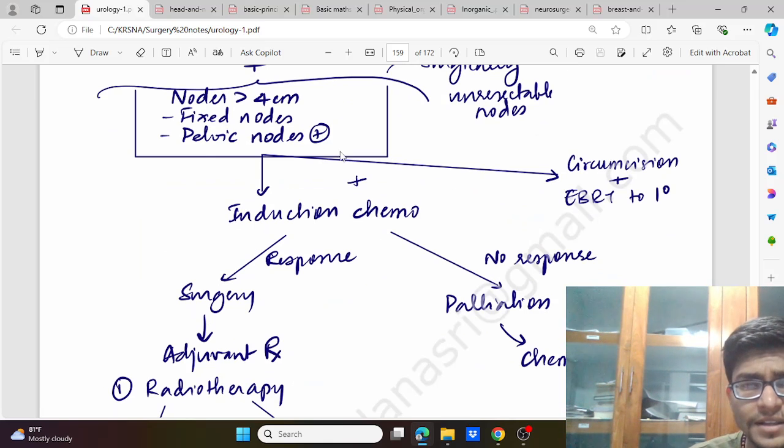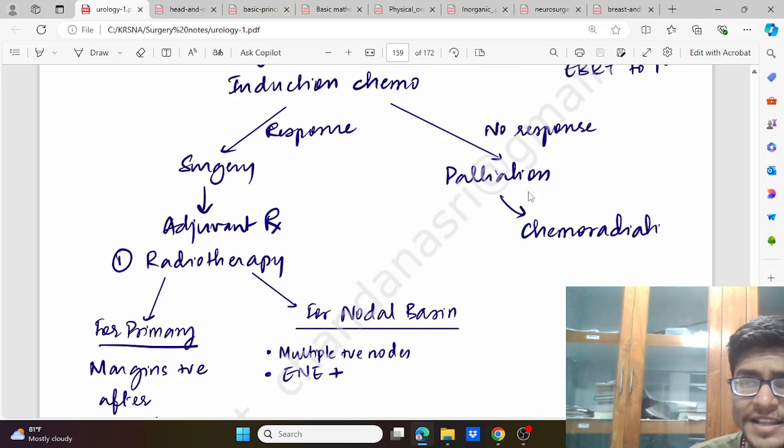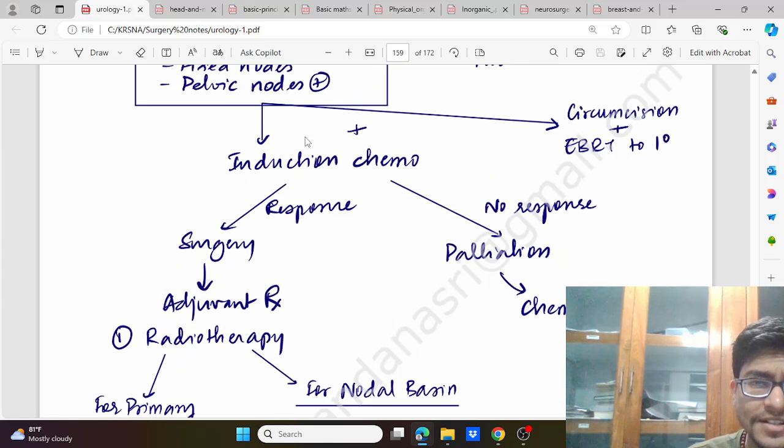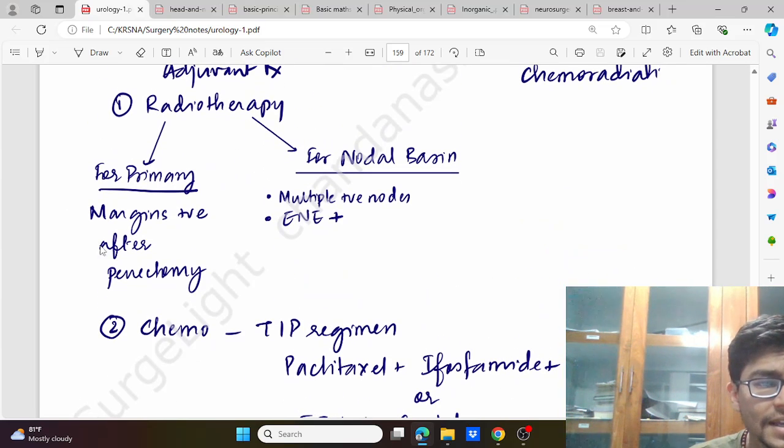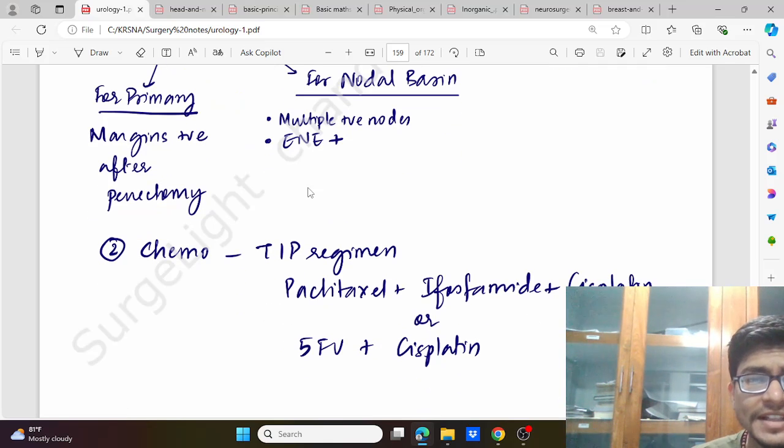Then we go for either circumcision followed by EBRT to the primary, that is radiotherapy, or we go for induction chemo. If there is no response, we go for palliation with chemoradiation. If there is good response, then we go for surgery followed by adjuvant therapy in the form of radiotherapy, which could be for the primary, where the margins are positive after the surgery, or for the nodal basin when there are multiple positive nodes and extranodal extension is positive.